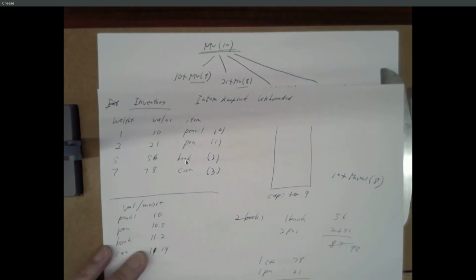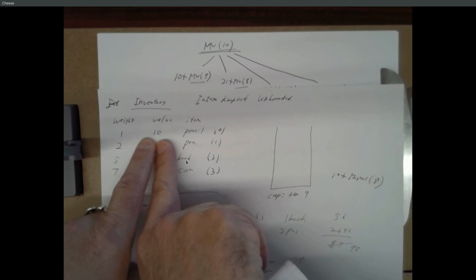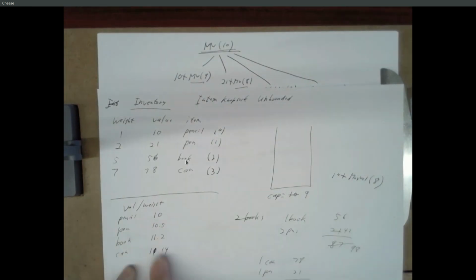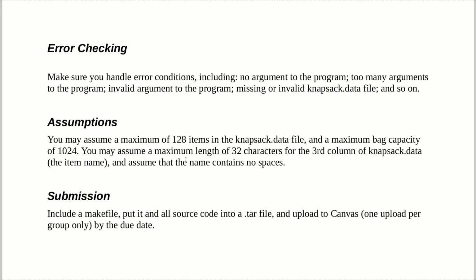Would it be ideal to use a structure for this? It would be much better to use a structure for this. Each item would have a field called weight, value, and name, or whatever, and then make an array of 128 of those structures.